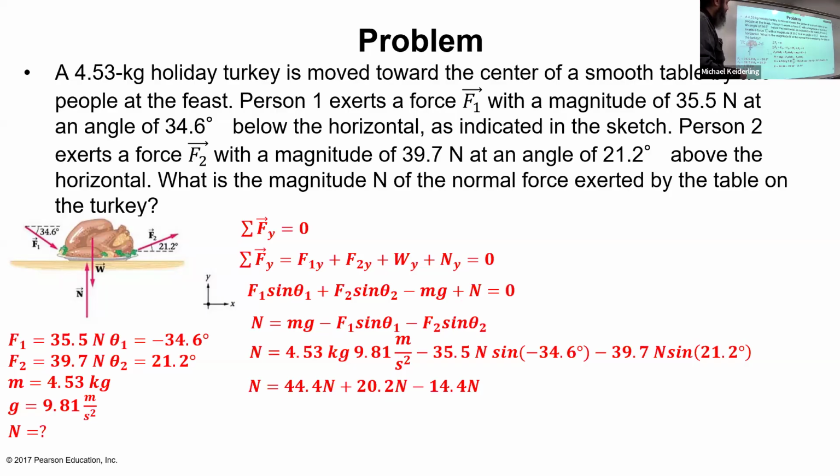So the weight is 44 newtons. We're going to add another 20.2 newtons because we're pushing down with 20.2 newtons from force 1. And then we're going to subtract 14.4 newtons because we're pulling up with 14.4 newtons with force 2. And that gives us a normal force of 50.2 newtons. Any questions about normal force?